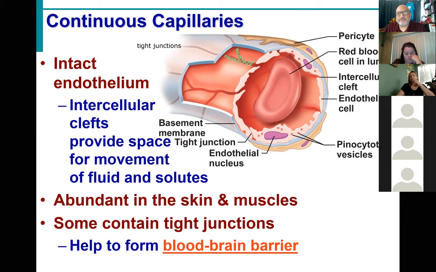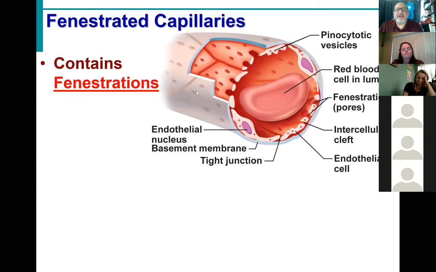All right, this is excellent. But aren't there times when we might want to get larger materials, larger proteins, larger nutrients into and out of a capillary? Yeah, well, I'm asking the question, so what's the obvious answer? The obvious answer is absolutely yes. Excellent. Luckily, we have a capillary that can do that. It is called a fenestrated capillary.